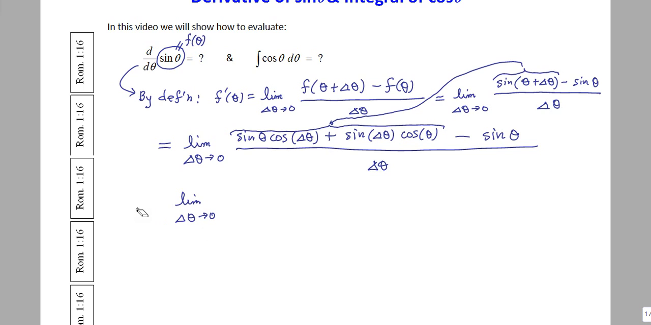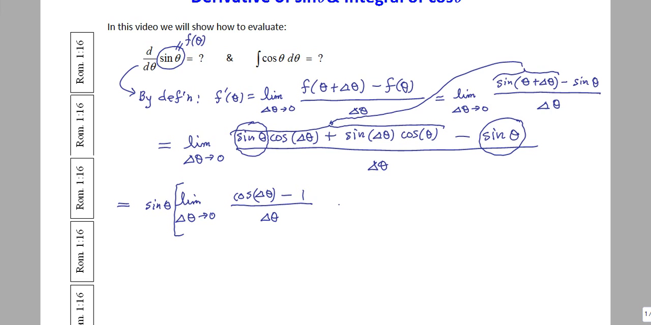Let me pull out, on the first term, the thing that isn't being influenced by the limit. So I'm going to write this as the sine of theta times the limit of the remaining term, which is cos of delta theta minus 1, divided by delta theta. Okay, that's that next term.